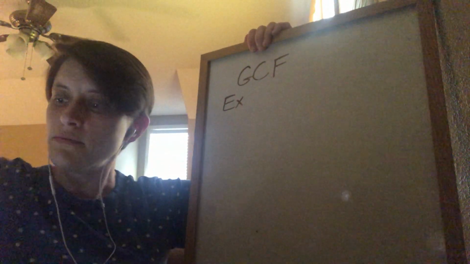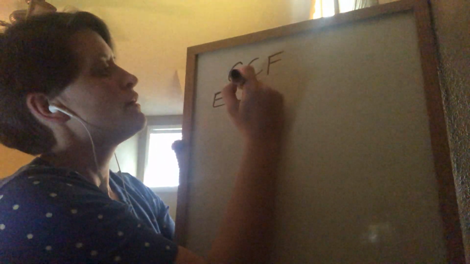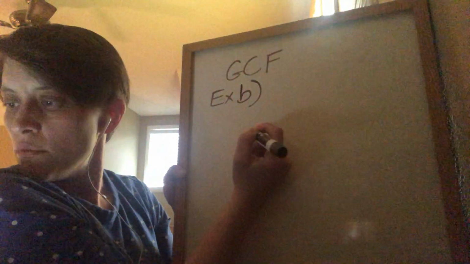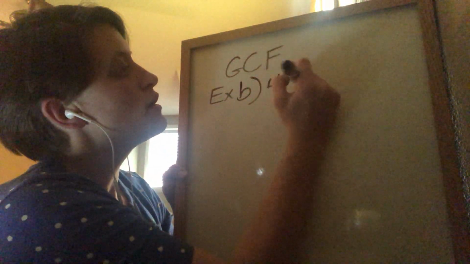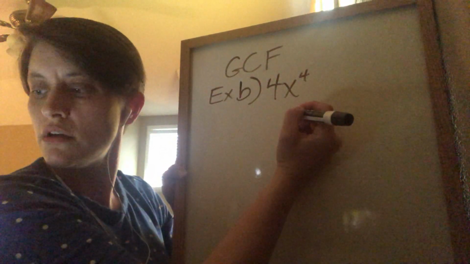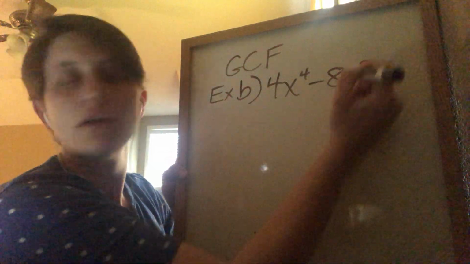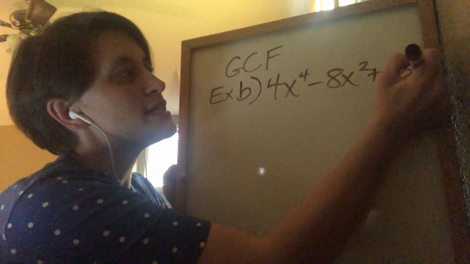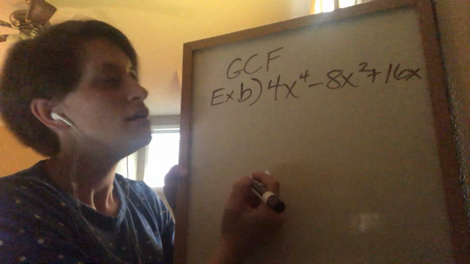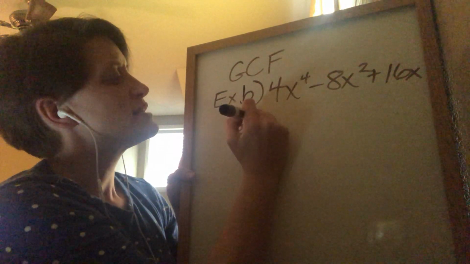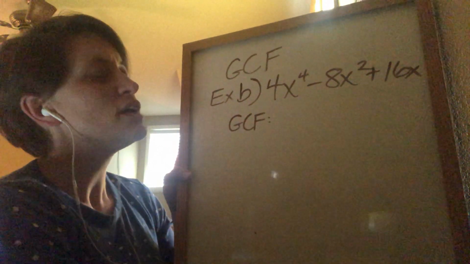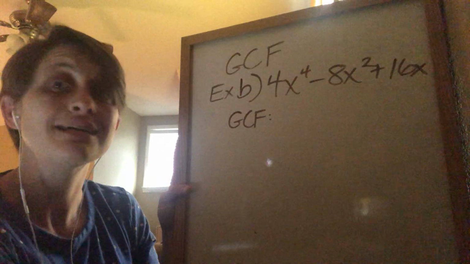Okay, so here's part B. We're going to look at 4x to the 4th minus 8x squared plus 16x. All right, now remember with greatest common factor, we're looking at something that every term contains.